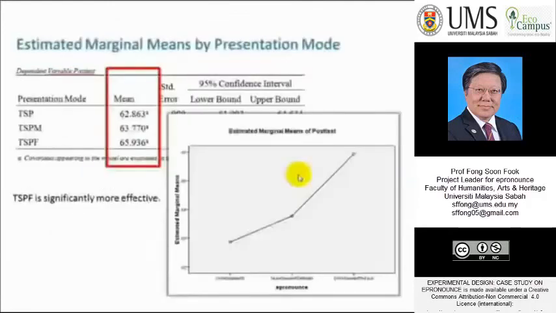And from the estimated marginal means by presentation mode, we can see that the students in the group using the full face of the narrator achieve significantly better results. So apparently, the one with the full face narrator is more effective in helping students pronounce correctly.